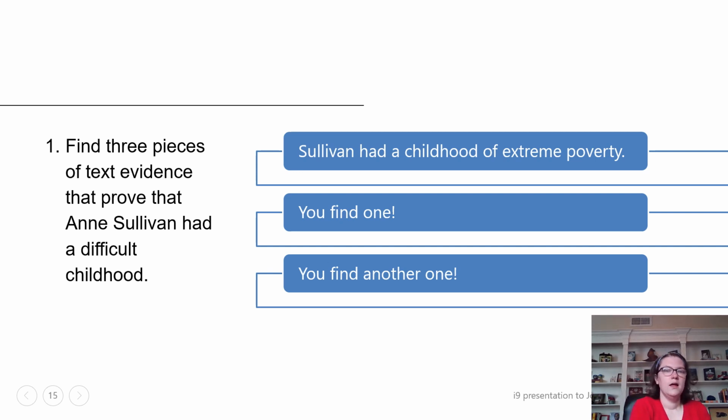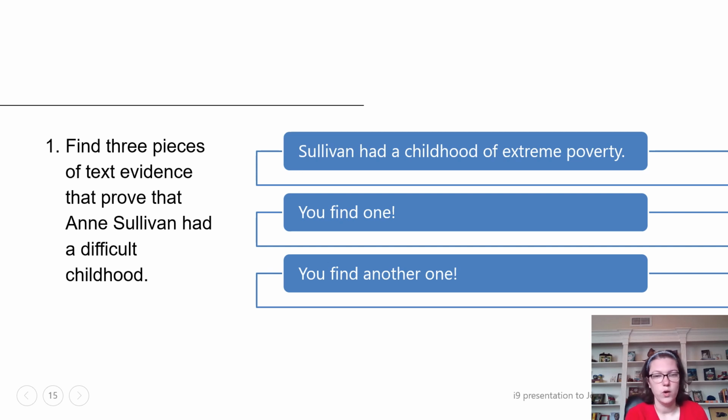Okay, now we're going to go into some of the questions that you might see on your exit ticket that have to do with this article. So the first one asks you, find 3 pieces of text evidence that prove Anne Sullivan had a difficult childhood. Now I'm going to probably need to go back to the very beginning of the article. So we know that Anne Sullivan had a childhood of extreme poverty. What does that mean? That means she was really poor, right? And if you're really poor, that can make things pretty challenging for you.